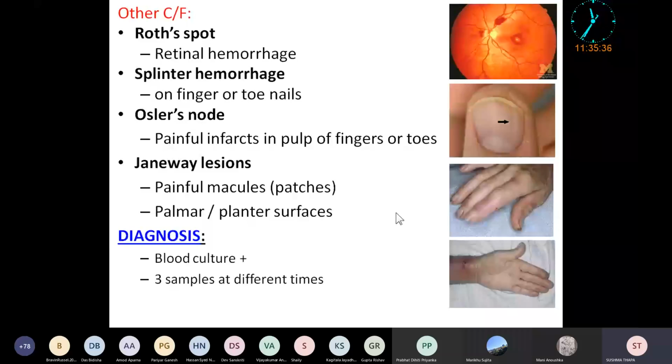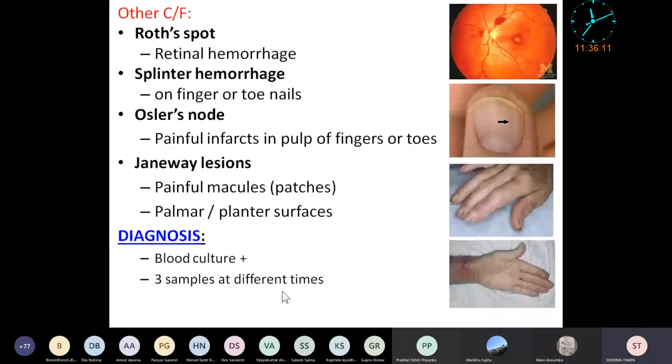For the confirmation, first you can see whether the organism is there in the blood or not. So with the clinical history and the physical examination, you also have to do the blood culture to rule out the organism in the blood. You have to see the organism in the blood, so you do the blood culture. And you can take the blood samples at different times.